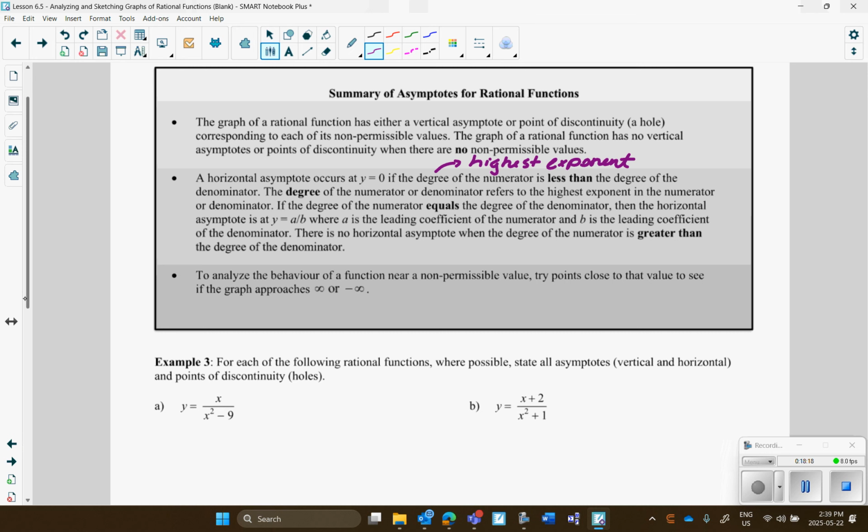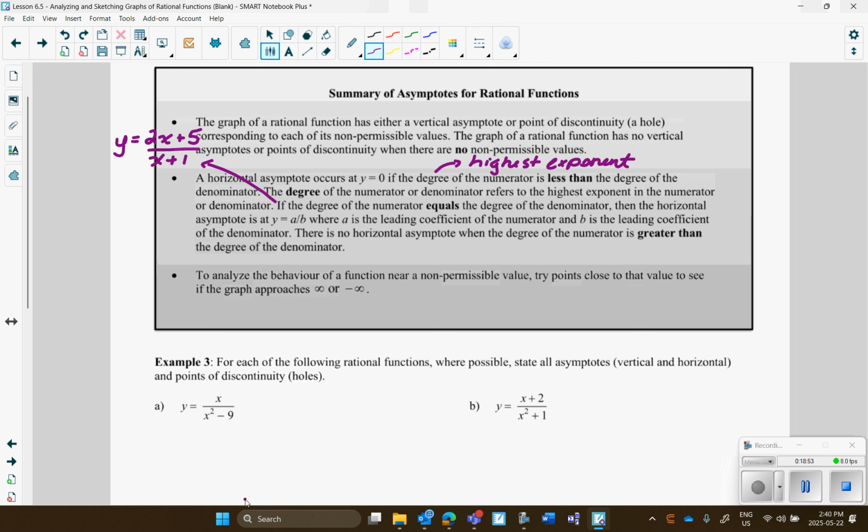The degrees are the same. You find the asymptote by dividing the coefficient at the top by the coefficient of the bottom. So let me give you an example. So here, if I said y equals 2x plus 5 over x plus 1.